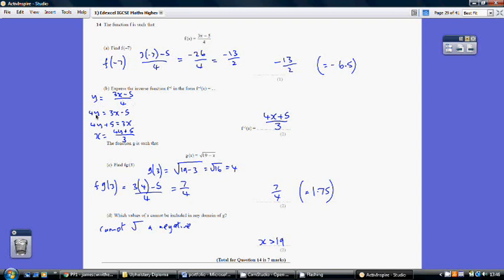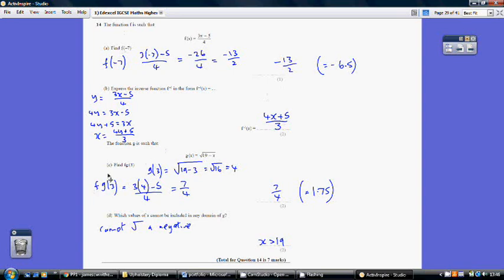So multiply both sides by 4, add the 5, then divide by 3, gives us x equaling 4y plus 5 over 3. But do remember, y is just something we've artificially introduced, so our final answer is going to be f to the minus 1 of x equals 4x plus 5 over 3. And remember what this does. This just undoes whatever the f function does. So if, for example, we were to pop our minus 6.5 into this inverse function, we get back to our minus 7 where we started.